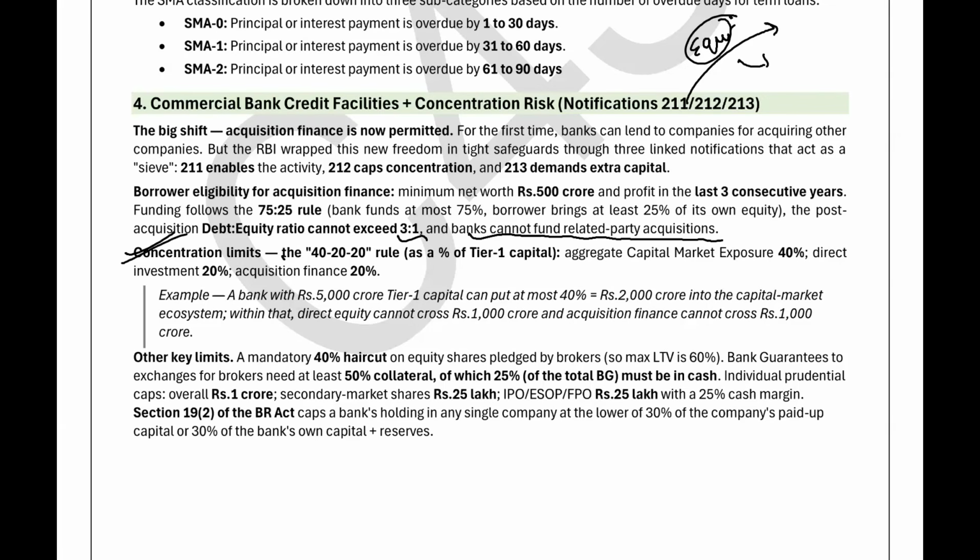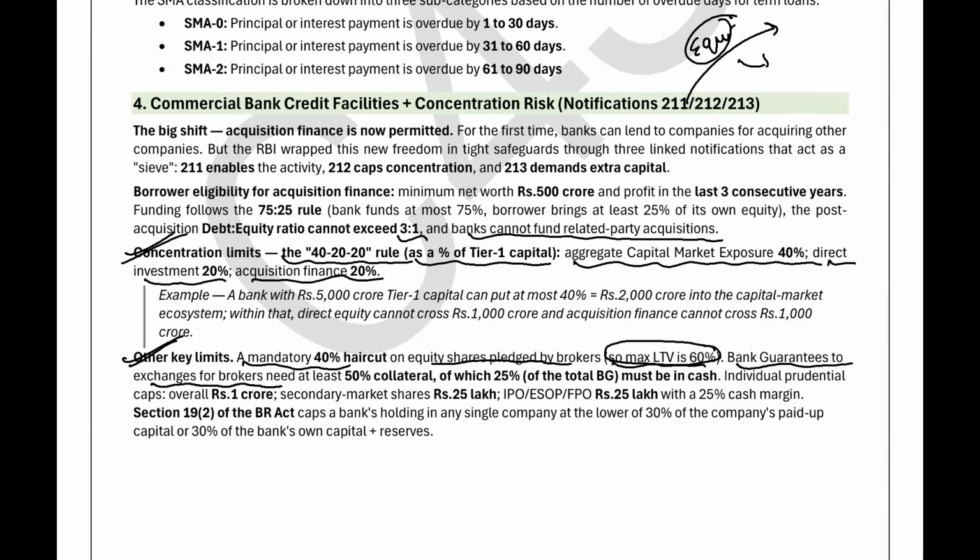Concentration limit. The 40-20-20 rule. What is it telling? As a share of tier 1 capital, aggregate capital market exposure is 40%. Direct investment is 20%. Acquisition finance is 20%. Example, you can check. Other key limits which are important for your examination: a mandatory 40% haircut on equity shares pledged by borrowers. So maximum LTV, loan to value ratio, is 60%.